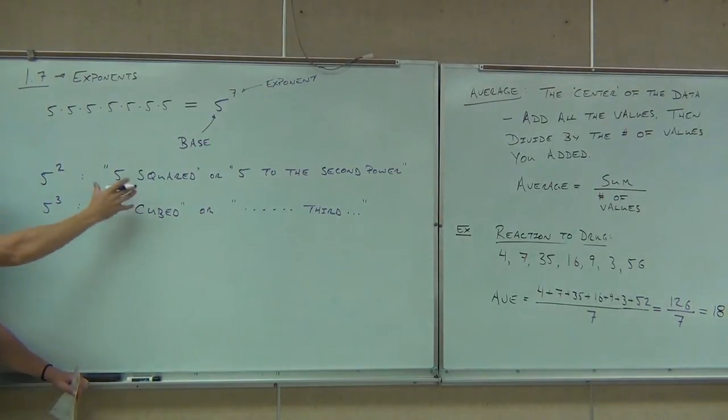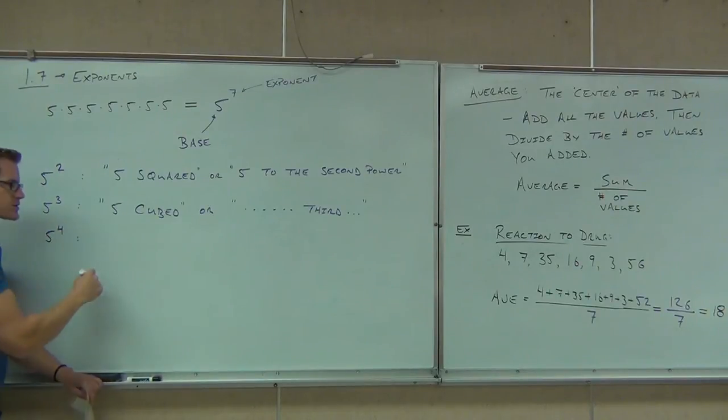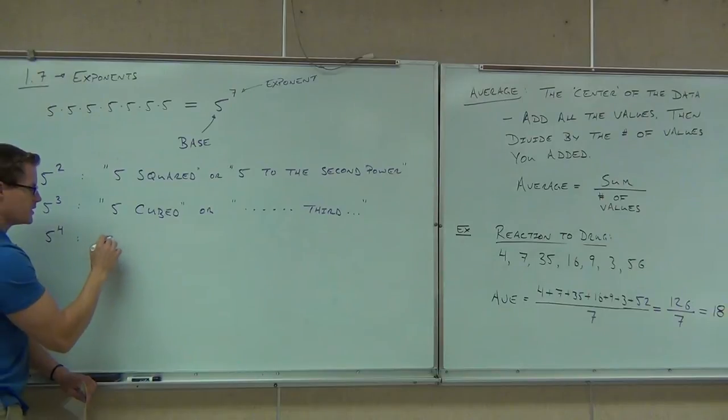Everything else doesn't have a special way. Like 5 to the 4th, it's just said 5 to the 4th. There's no special word like 5 squared or 5 cubed. You just say 5 to the 4th, 5 to the 5th, and so on. So everything after this is just 5 to the blank power.